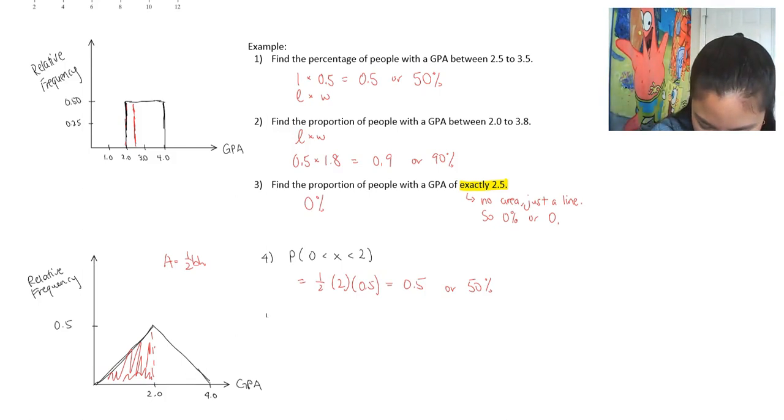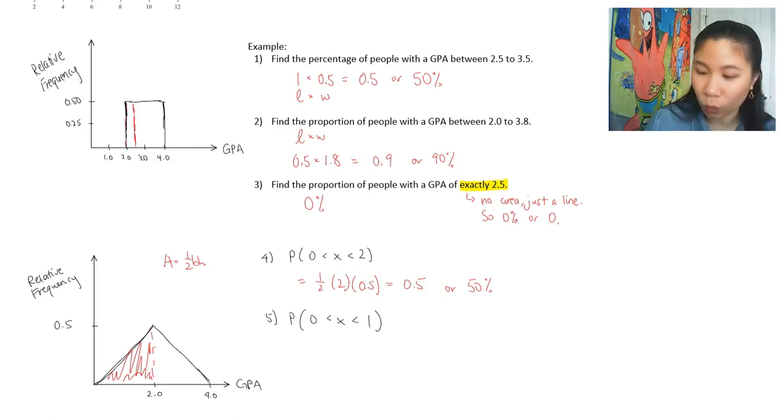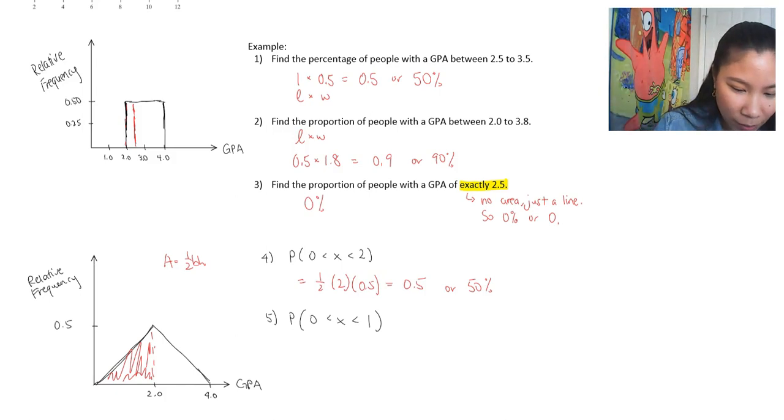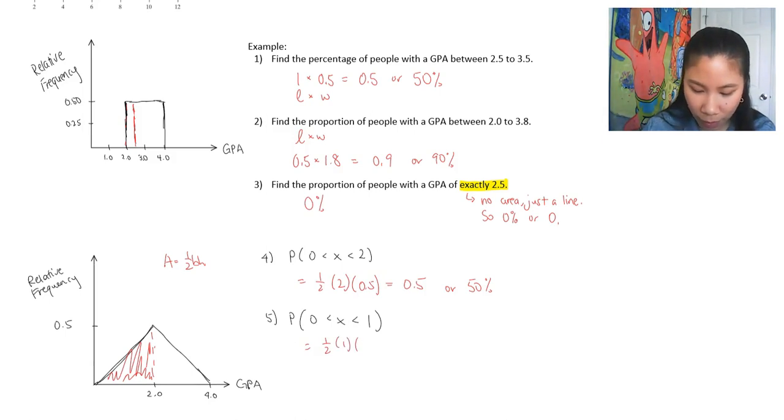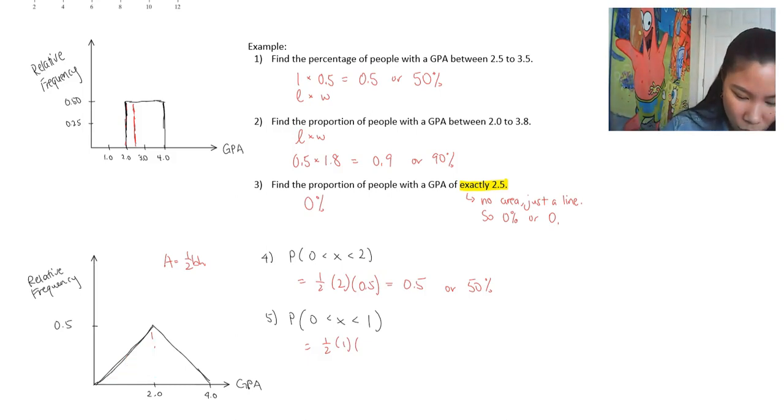Okay, let's do another one. This time we're looking for x being between 0 and 1. So if you had a GPA between 0 and 1. Same thing, let's use our area formulas here. Between 0 and 1, that's a base of 1. And a height at that point, oh, I didn't even draw it out for you. So 1 is right here. There's my shading. Okay.